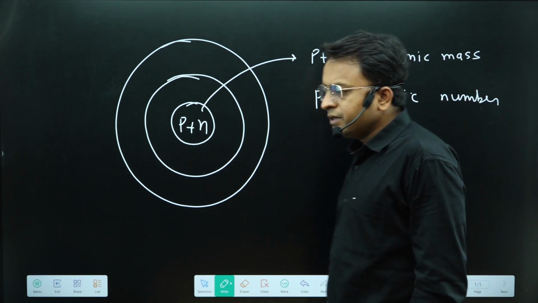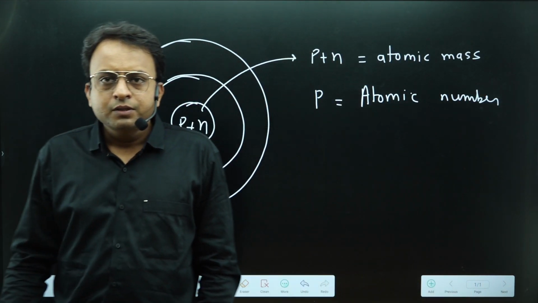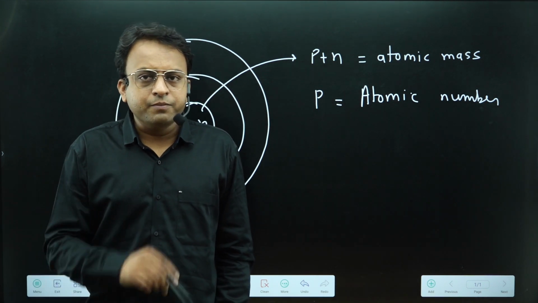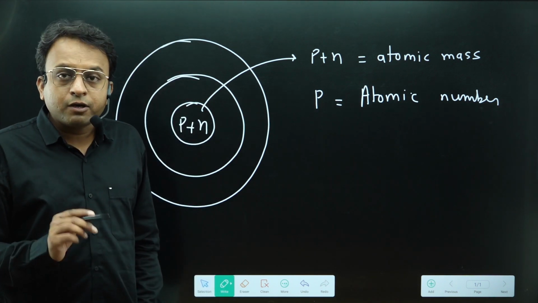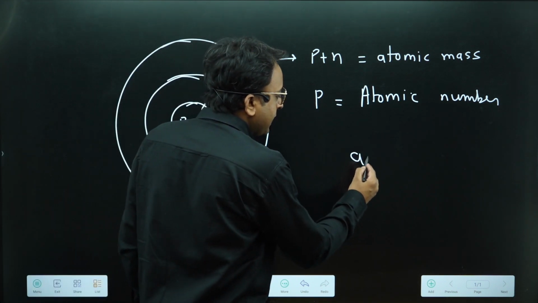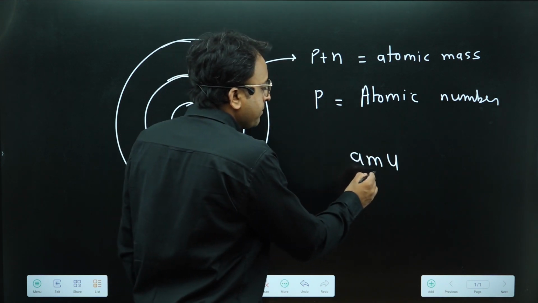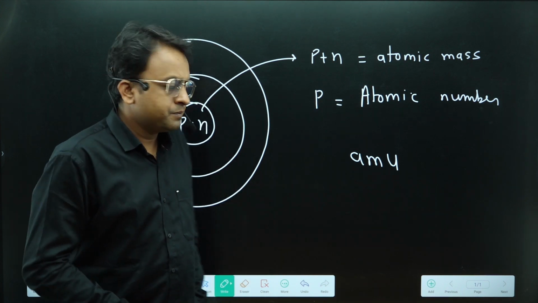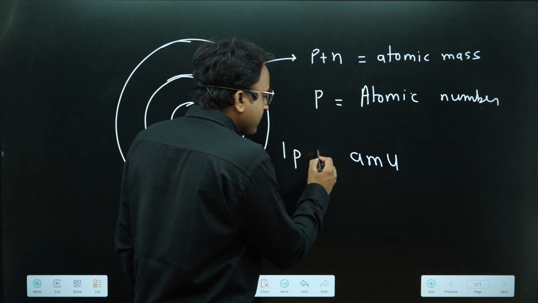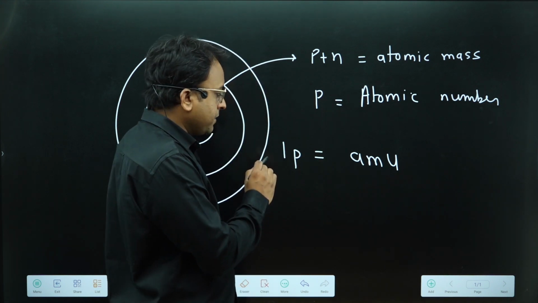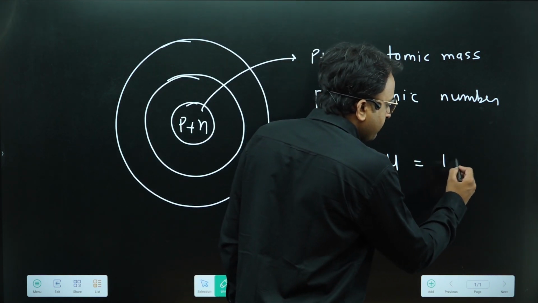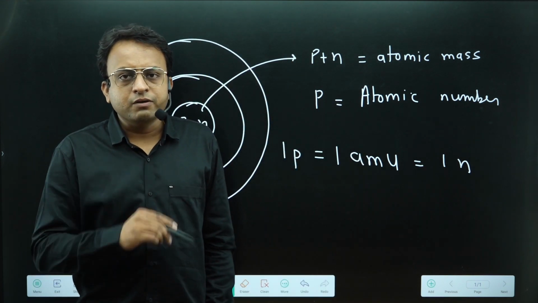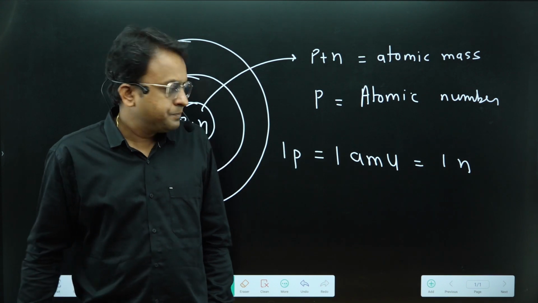Now, what is the unit of atomic mass? To understand mole, we have to understand the unit of atomic mass. It is very important. The unit of atomic mass is AMU, atomic mass unit. This is the smallest unit of atomic mass. 1 AMU is equal to the mass of 1 proton. Mass of 1 proton is equal to mass of 1 neutron, which is equal to 1 AMU. AMU is the smallest unit of mass.